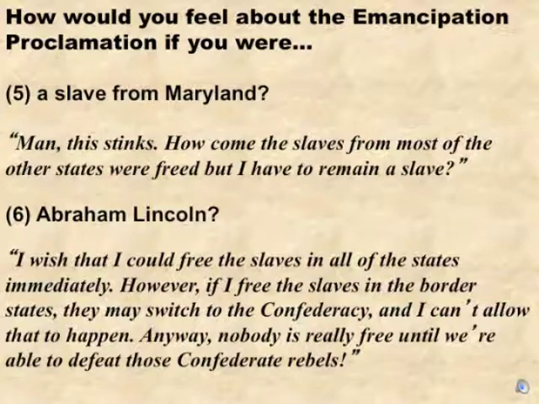A slave from Maryland? Man, this stinks. How come the slaves from most of the other states are freed, but I have to remain a slave? Well, unfortunately for you, slave from Maryland, you're from Maryland, and Lincoln needs that state to stay happy with him and part of the Union, so he's not going to threaten them seceding by freeing their slaves. And Abraham Lincoln himself? I wish I could free the slaves in all the states immediately. However, if I free the slaves in the border states, they may switch to the Confederacy, and I can't allow that to happen. Anyway, nobody's really free until we're able to defeat those Confederate rebels.